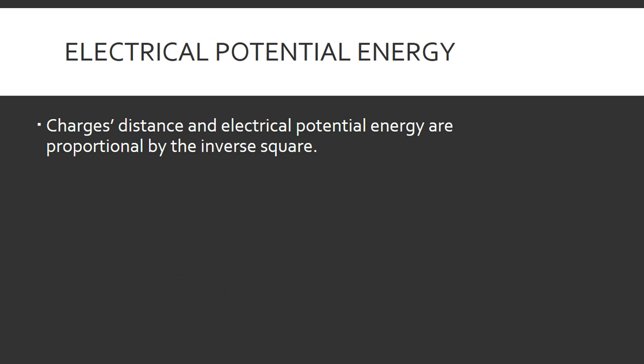In electrical potential energy, it's really, really important. Besides if you messed up on your examples of types of energy, the most common issue we had with electrical potential energy was just messing up the relationship between two charges' distance and their electrical potential energy. So charges, distance, and electrical potential energy are going to be proportional by the inverse square. That means when they're closer together, they have more. When they're further apart, they have less.